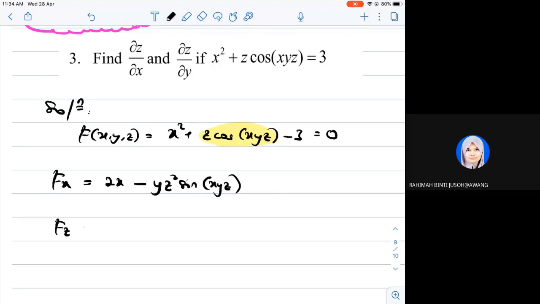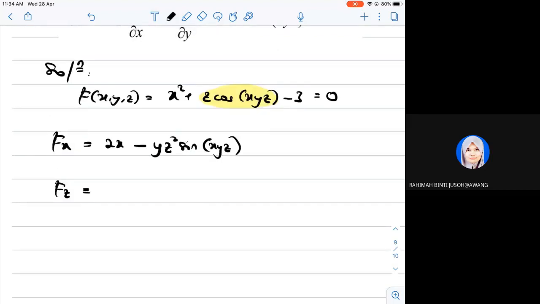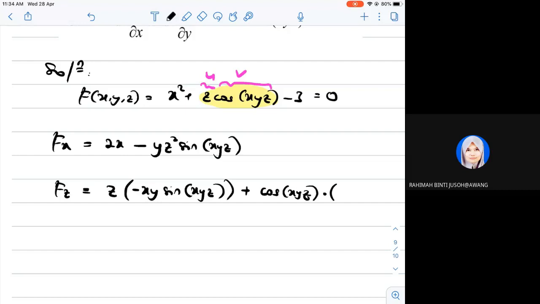And then cari FZ. So cari FZ, first term tu X squared jadi 0. Tapi second term tu you kena pakai product rule lah. Ini sebab dia ada Z kan. Ini sebagai you all punya U. And then yang ni kita punya V lah. Okay, so U is Z, V prime. V prime differentiate cos XYZ terhadap Z. Constant kita X dengan Y duduk depan. Sin XYZ plus V cos XYZ darabkan dengan U prime. So differentiate Z dapat 1 lah. Of course, okay.